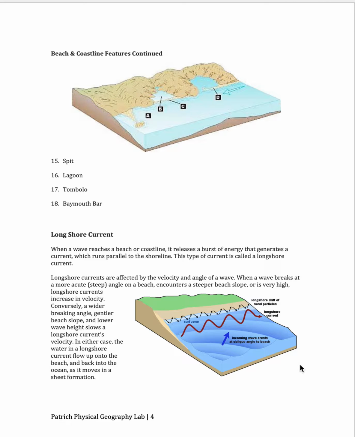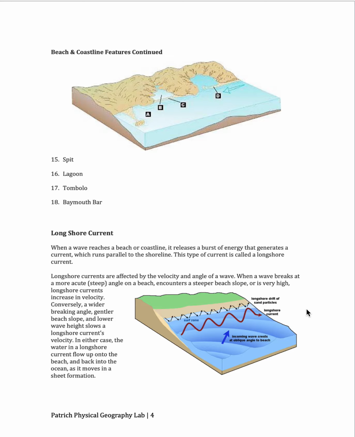As we progress through the lab, we see some additional features: spits, lagoons, tombolos, baymouth bars. Be sure to define and match which is which. And then we come down here into another explanation of the longshore current.